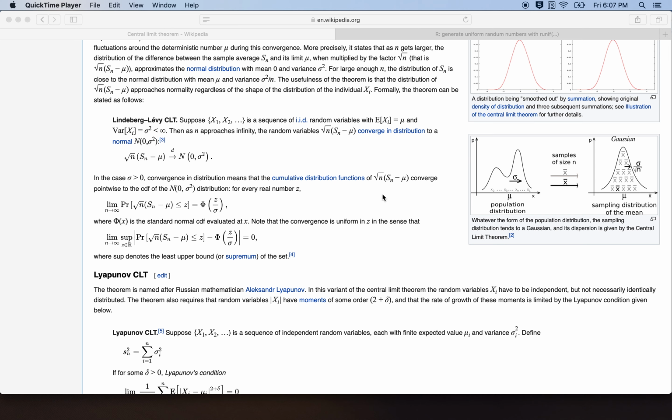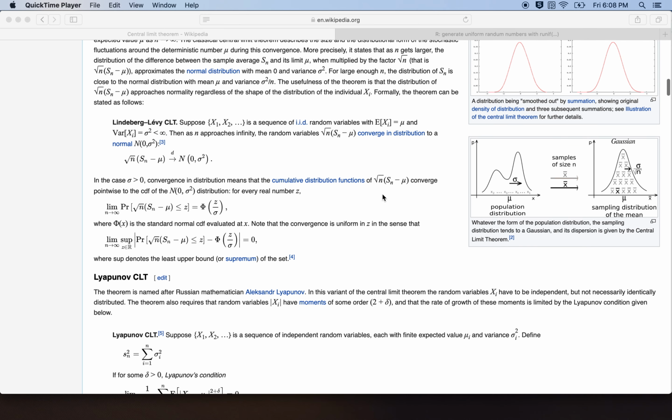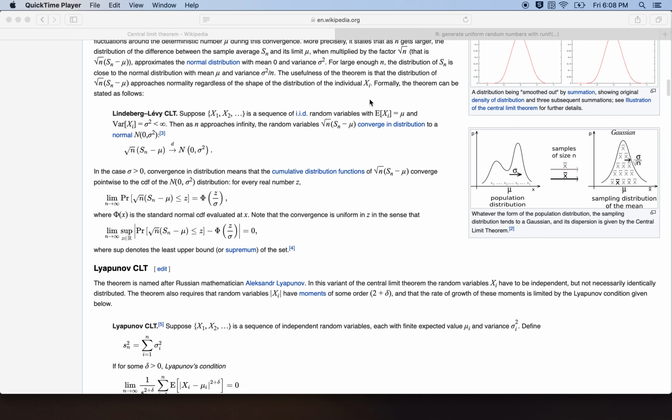Hey folks, so I'm going to explain the central limit theorem today. And well, let's just look at the definition. I'm at the Wikipedia page. Let's see what the central limit theorem says.